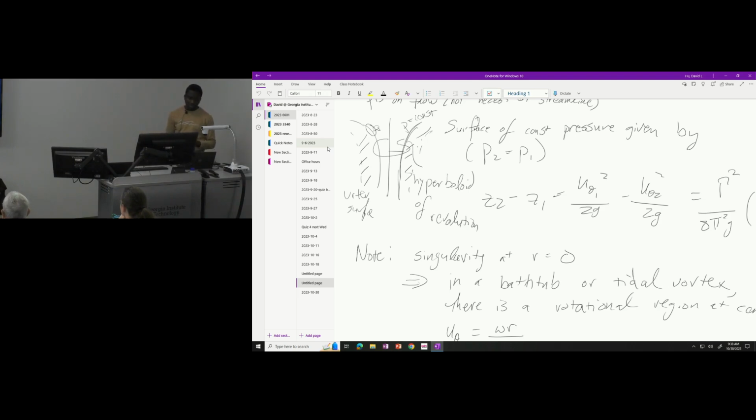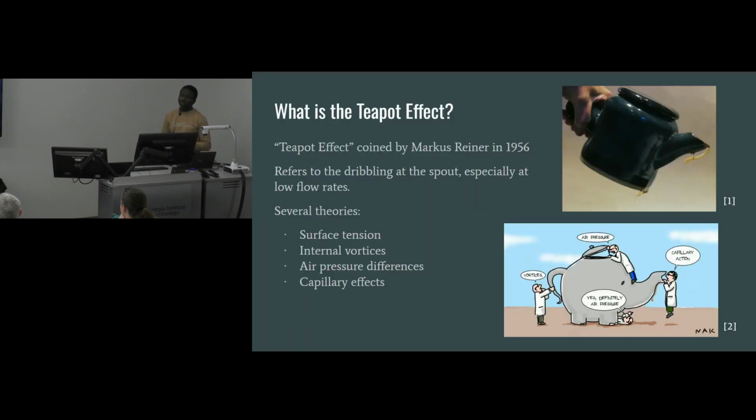There are several theories that have been propounded to support this effect. Some of these theories revolve around surface tension, internal vortices, air pressure differences, and the capillarity effect. For surface tension, we all know that it is the effect that makes the surface of a material feel like it is covered by an elastic membrane. When tea is poured out of the kettle, especially if the kettle has a narrow spout, due to adhesion and cohesive forces the tea clings to the tip of the kettle, and that is because of surface tension.